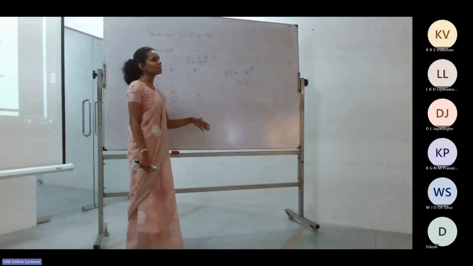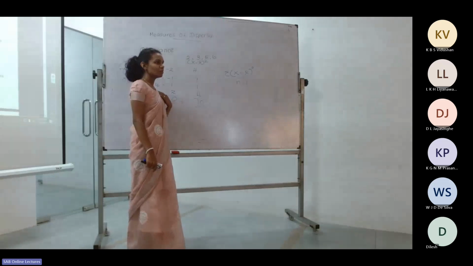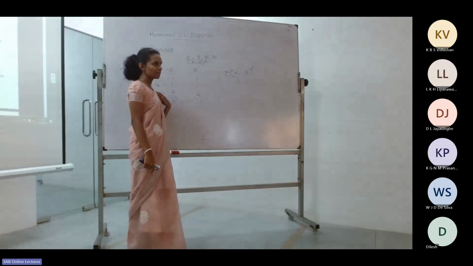Is it clear? Then we take the squared values, and always we get positive answers, plus values. Is it clear? Okay.